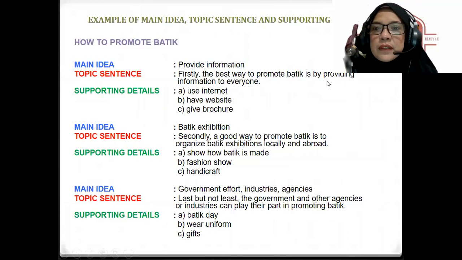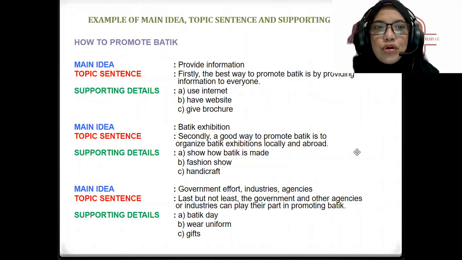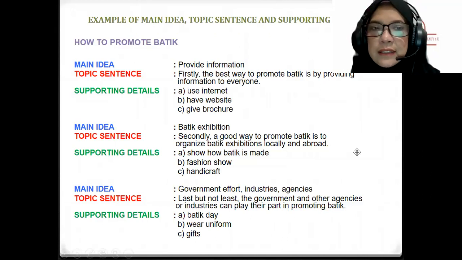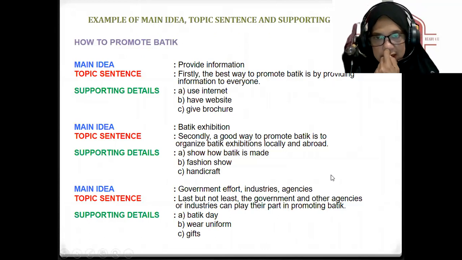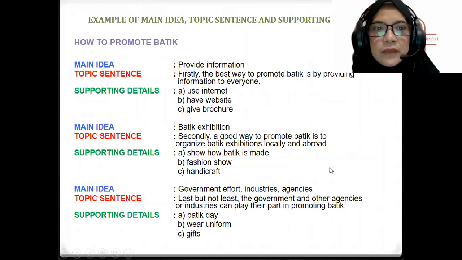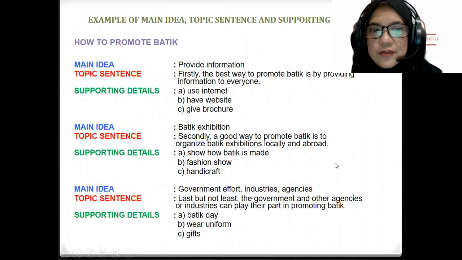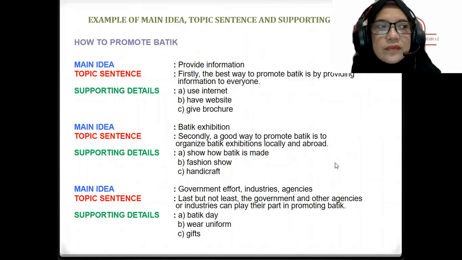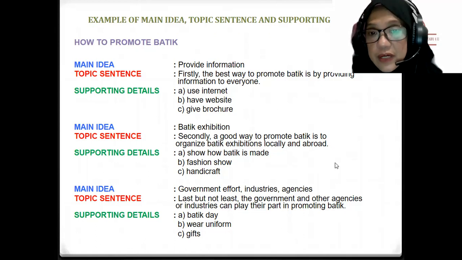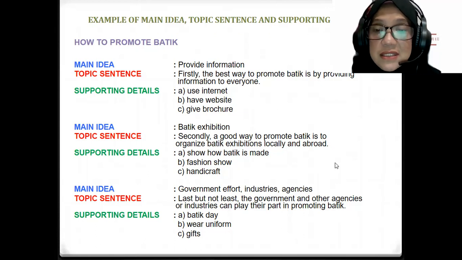Okay? Now let's look at more examples. Example of main idea, topic sentence, and supporting details. Okay? How to promote batik? Main idea, provide information. Topic sentence: Firstly, the best way to promote batik is by providing information to everyone. Supporting this, how do we provide information? By using the internet, by having a website, by giving out brochures, okay?